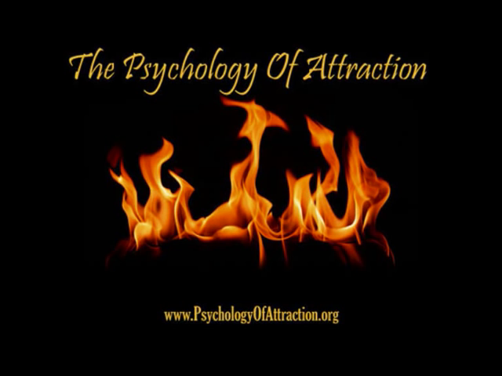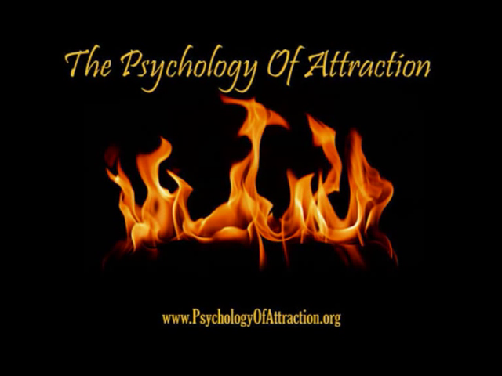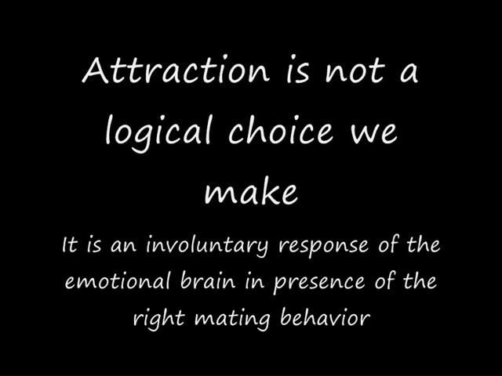Okay, as usual, before we begin today, let me remind you of the 2 critically important concepts you've already learned in part 1 and part 2. First, we have learned attraction is not a logical choice we make. It is an involuntary response of our emotional brain that is triggered in response to the right mating behavior. In simple words, you cannot logically convince anyone to feel attraction towards you, nor can you buy attraction, nor emotionally blackmail anyone into it. Attraction is triggered in the emotional brain that is far more powerful than our thinking, analytical, logical, rational new brain, or the neocortex.